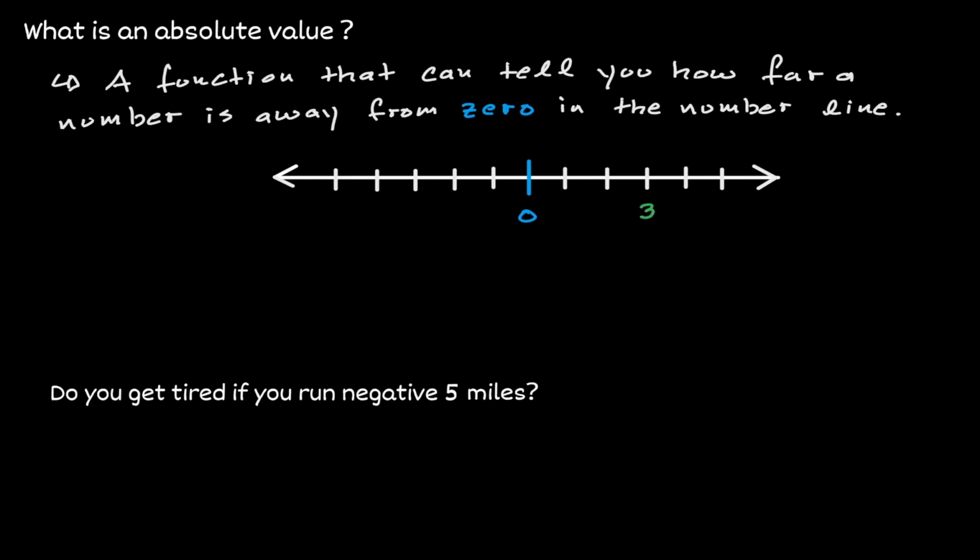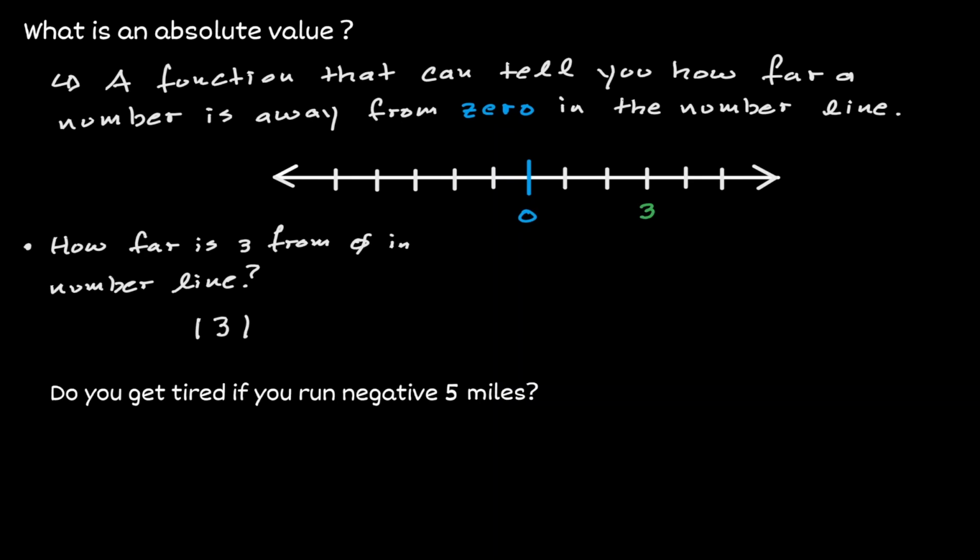Now let's think of the following question. How far is 3 away from 0 in the number line? The way that we can represent this question is to say that we're going to take the absolute value of 3. And the absolute value is always drawn with some vertical lines around a number. And we can definitely count that distance. So from 3, if we go to 0, we are 3 units away from 0. So therefore, the absolute value of 3 is 3.